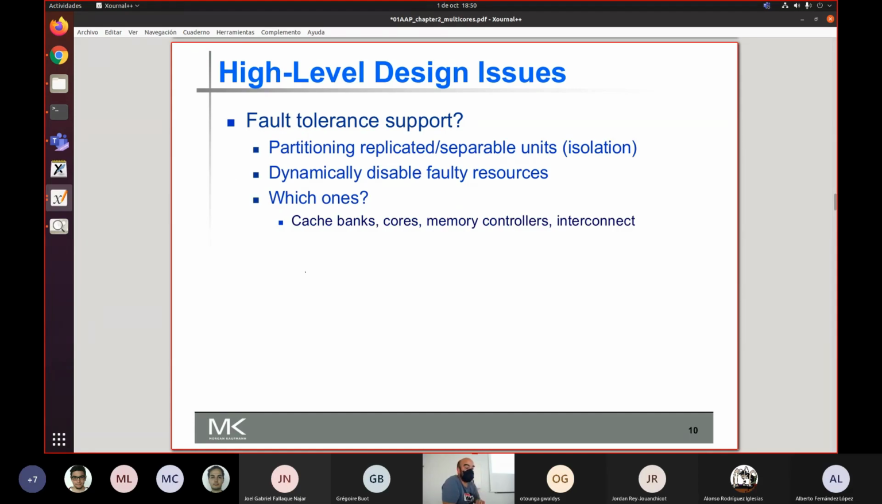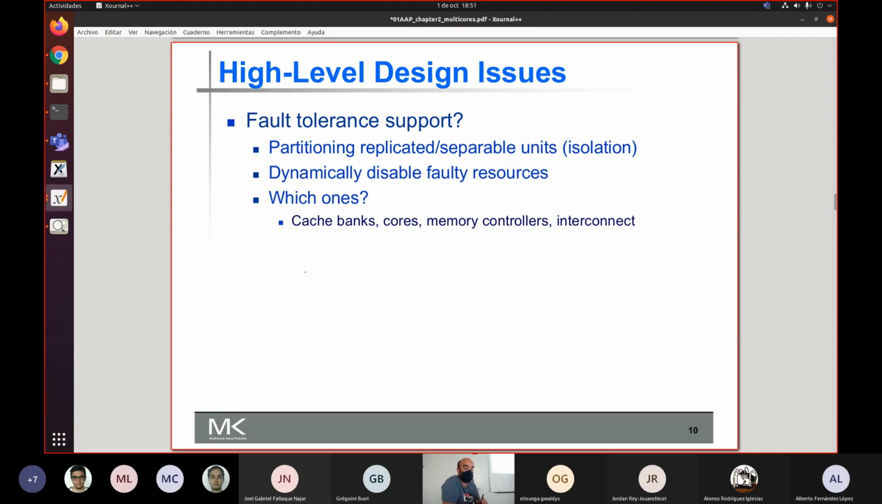As we have a processor where many things are replicated, some of them can fail. And the question is if the failure of one of them is going to invalidate the processor as a whole. Okay, so there is some fault tolerance support. For instance, sometimes if a core stops working, the system can still work with the remaining cores. Sometimes we can isolate a failure in a cache bank, in a memory controller, in the interconnection system, etc.